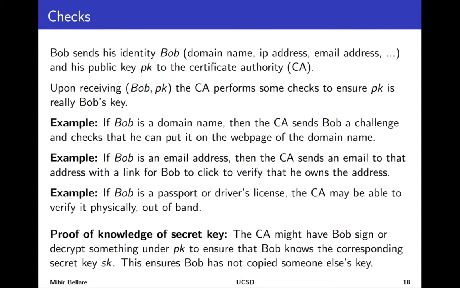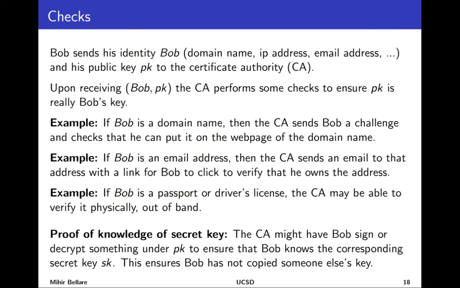If Bob is an email address, perhaps the CA will send an email to the address, and then there would be a link for Bob to click, and then that would verify that he owns the address. Perhaps you can do this verification out of band. Maybe Bob is actually able to supply documents. So those kinds of things would confirm identity.